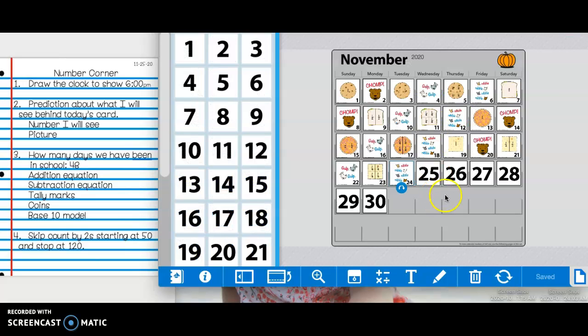Number 2, you're going to make a prediction about what you will see behind today's card. So again, we've made observations about all the days in November up until today. Use those observations that we saw to make your best prediction for what is behind today's card. Press pause if you need more time.